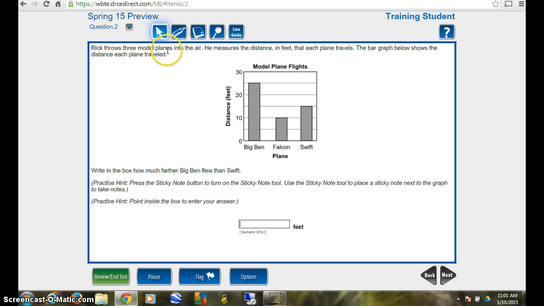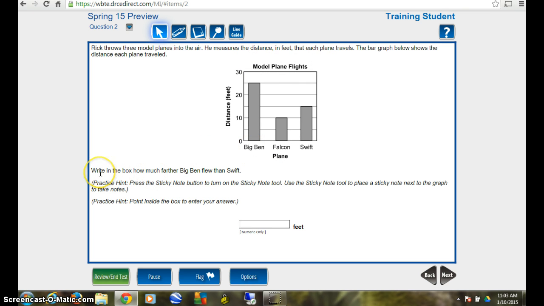Rick throws 3 model planes into the air. He measures the distance in feet that each plane travels. The bar graph below shows the distance each plane traveled. It's important that we understand the story prompt that we have here. And this boy is throwing 3 model airplanes into the air. And he measures the distance. And here we have a graph, a bar graph, labeled the distance in feet on this axis. Title here, model plane flights, and there's 3 that he named.